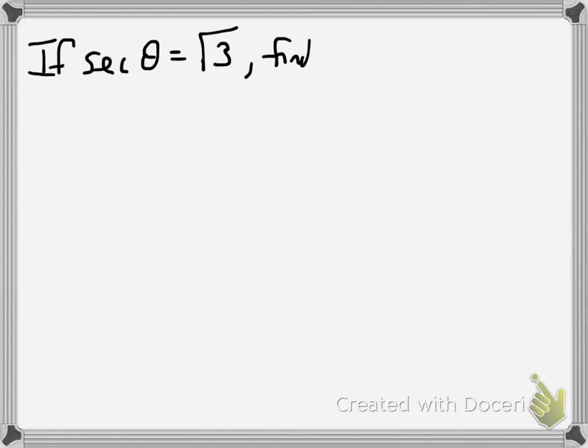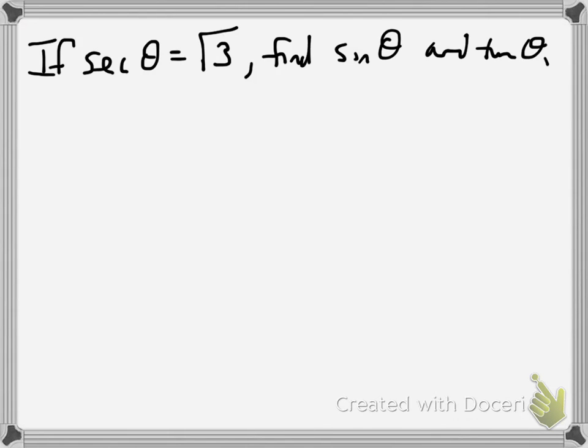Let's look at another type of problem involving right triangle trig, where I give you a trig value for a certain theta, and I want you to get me some of the other function values. So here's what I mean by that. You might see a problem like this. It says if secant theta is equal to root 3, find sine theta and tangent theta.